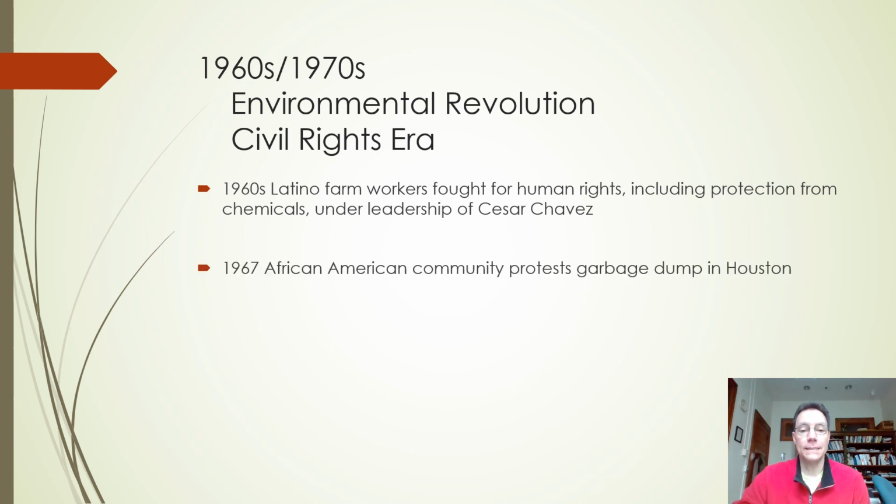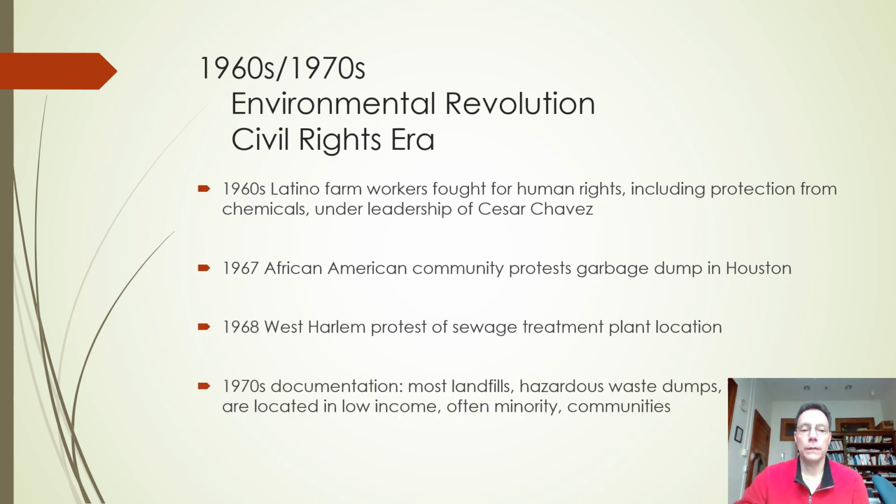In 1967 in Houston, there were big protests for a garbage dump that was being proposed in a community that was largely poor and largely African American. You'll learn more about that in a minute or two. In Harlem in 1968, there were similar protests on the placement of a sewage treatment plant that was being placed in a poor community. And then a lot of data in the 1970s started to come out on documentation of where landfills and hazardous waste dumps and so on were being located. And pretty clearly, they were disproportionately being located in low-income, often minority communities.